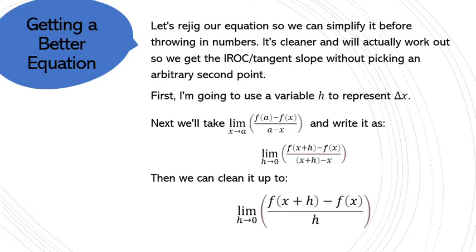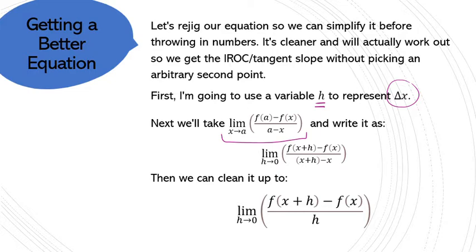So we're going to change things up a bit. We're going to introduce a variable h, and it represents the change in x, and that's the distance between x and a, so how far away you are. So we're going to take our original limit equation and we're going to change it to the limit as h approaches 0. So as we get closer and closer, another way of saying it, right? As the distance or the change in x between x and a comes down to 0.